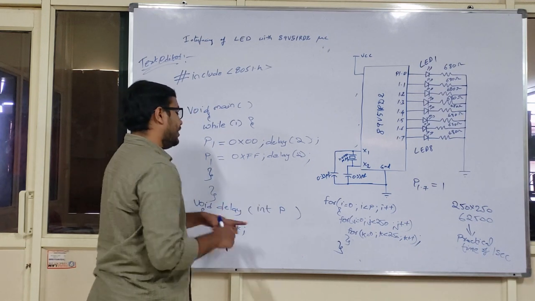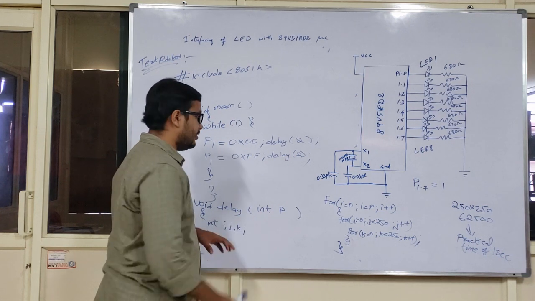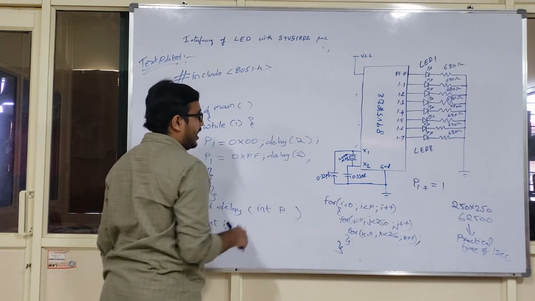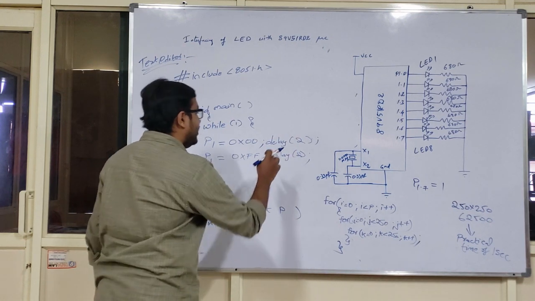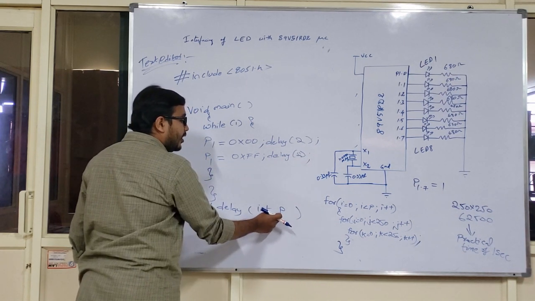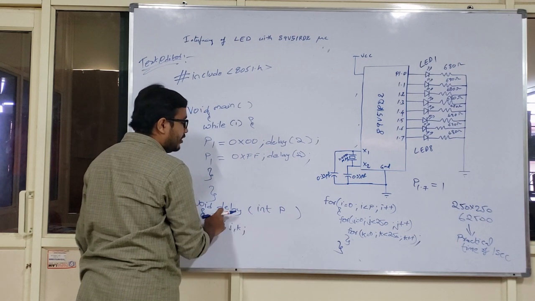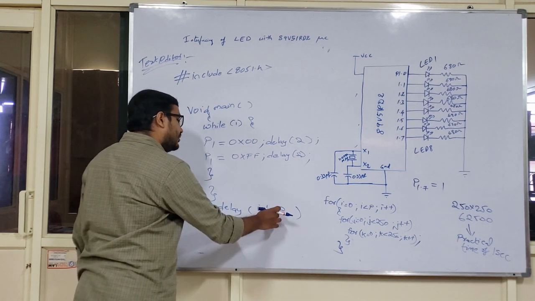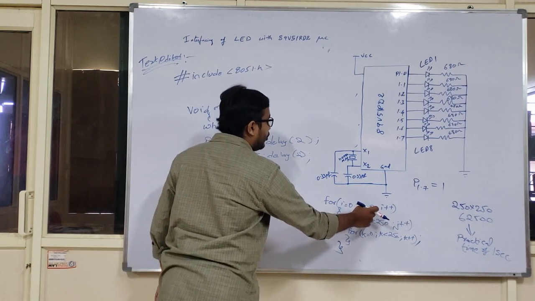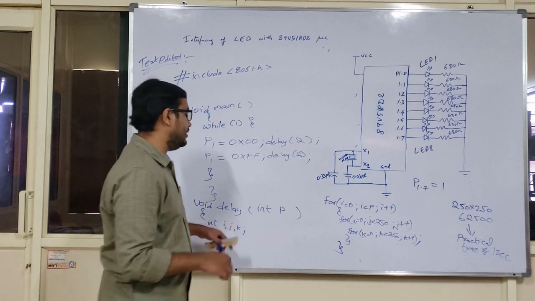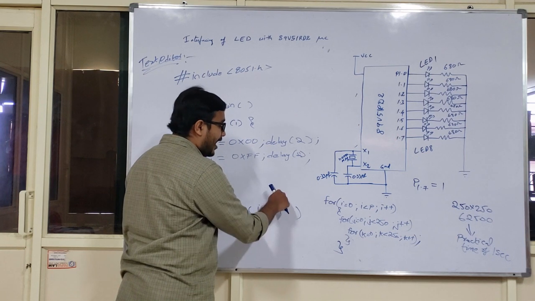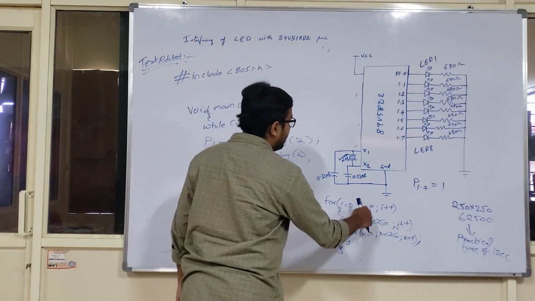Void delay into p, a parameter I have taken which is of type integer. Now in the main program I have used delay of 2, and here also I have used delay of 2. So the value present in the argument is passed to the formal parameter during your function definition. Whenever the parameter gets the value, this value is used inside your definition of void delay. That means in the void delay, wherever my p variable is there, the value of the p variable is being replaced here.